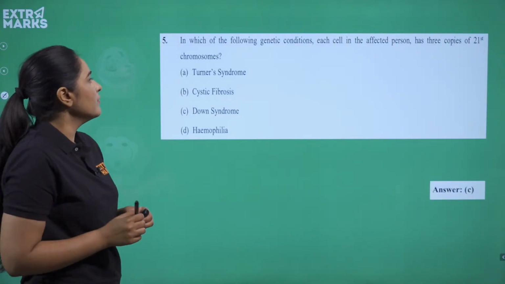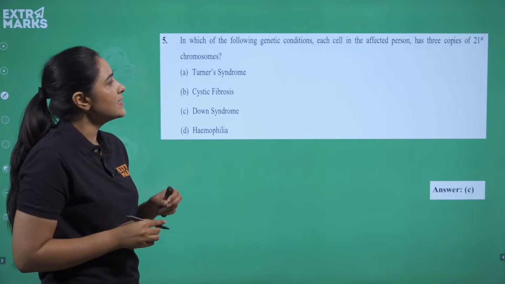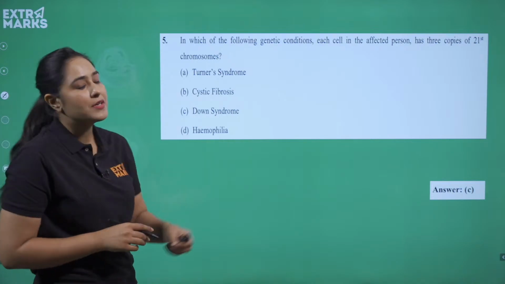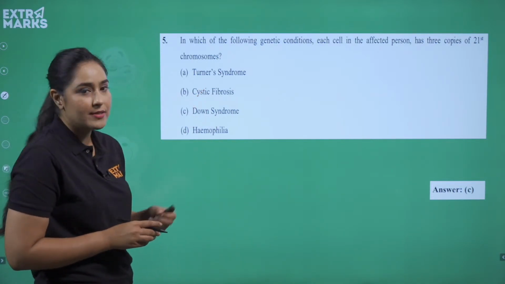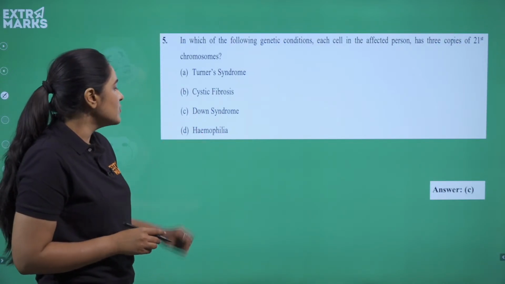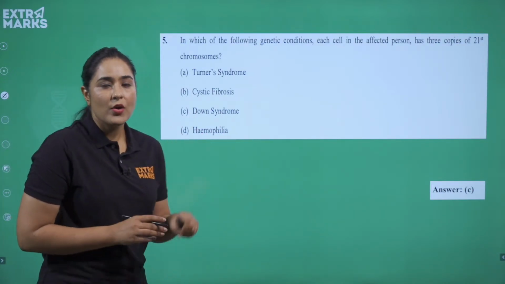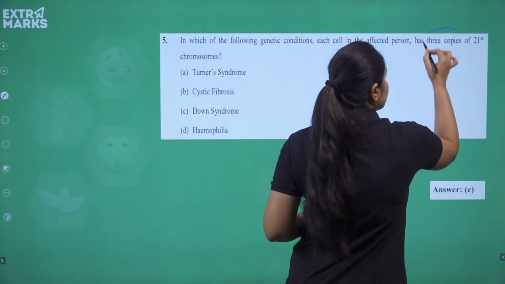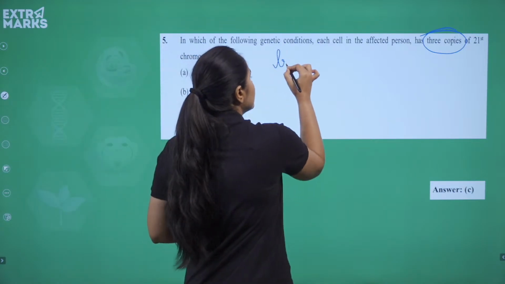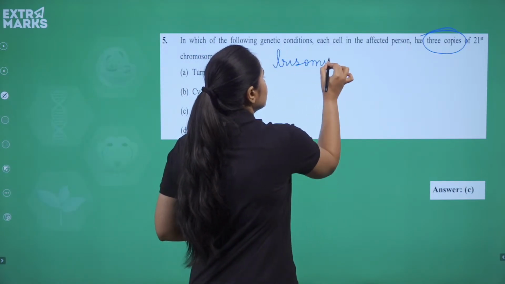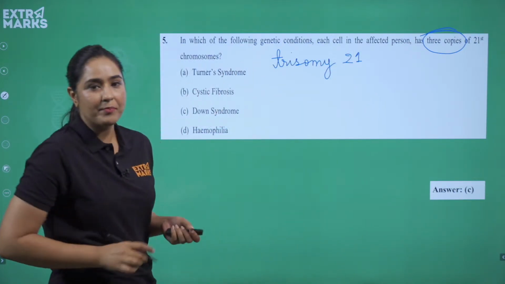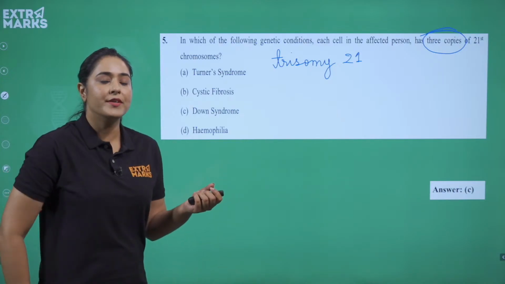Another question: in which of the following genetic conditions does each cell in the affected person have 3 copies of the 21st chromosome? Is it Turner syndrome here, or is it cystic fibrosis, Down syndrome or hemophilia? So obviously students, when we are having 3 copies of the 21st chromosome, we are calling it trisomy 21. And it is basically the cause of Down syndrome.